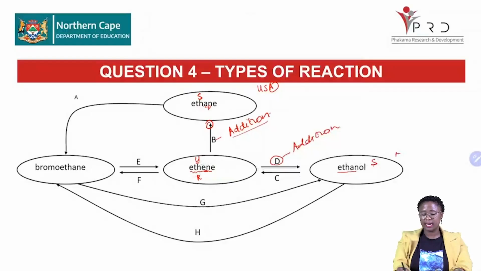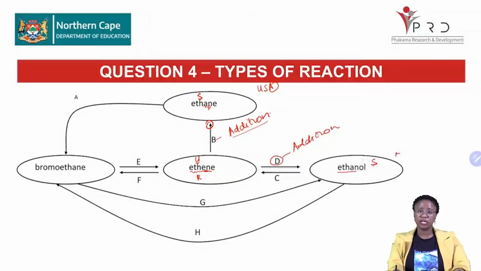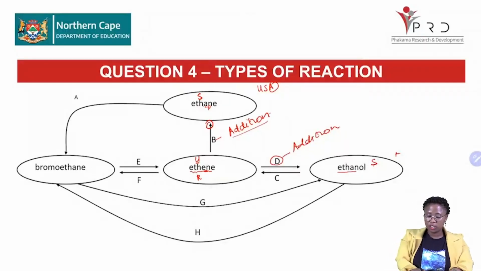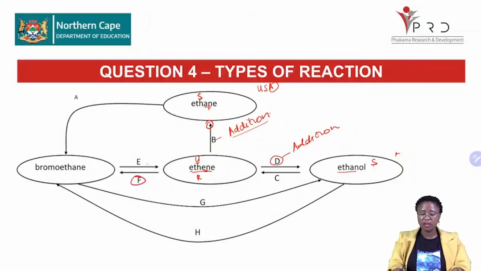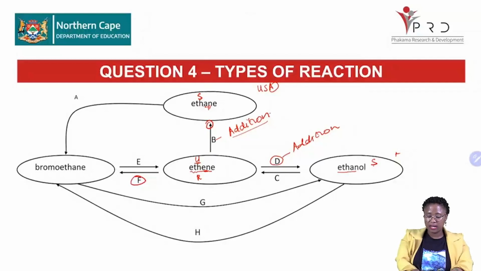Okay, what did I add? For me to have an alcohol, that means that I've added water. So if I've added water, what type of addition reaction? It will be hydration. Now let's quickly look at F. F again is pointing away. I just want us to exhaust all the arrows that are facing away from ethene. It will make ethene unsaturated, then bromoethane, which is a haloalkane, will be saturated.